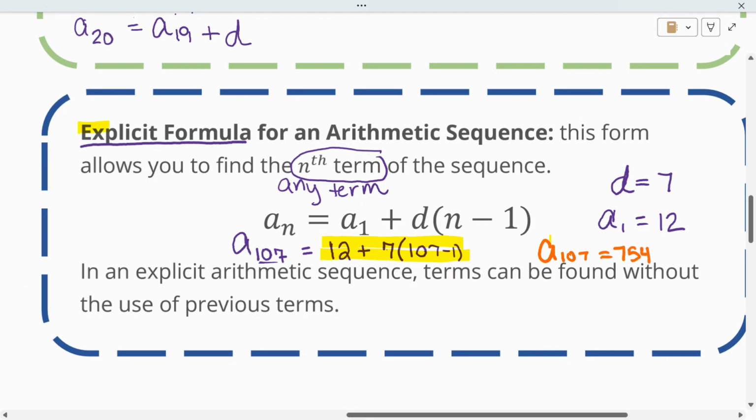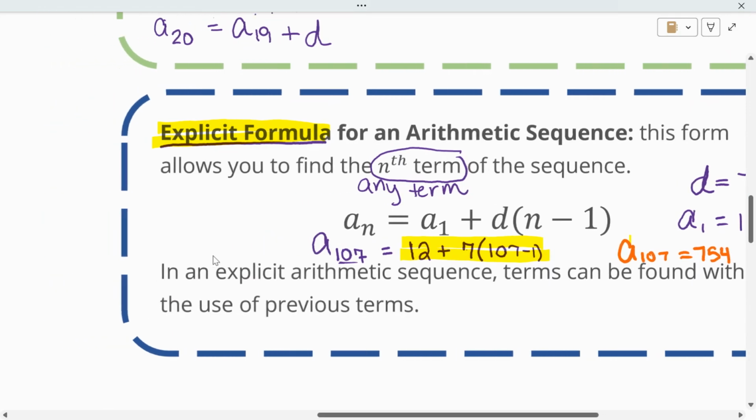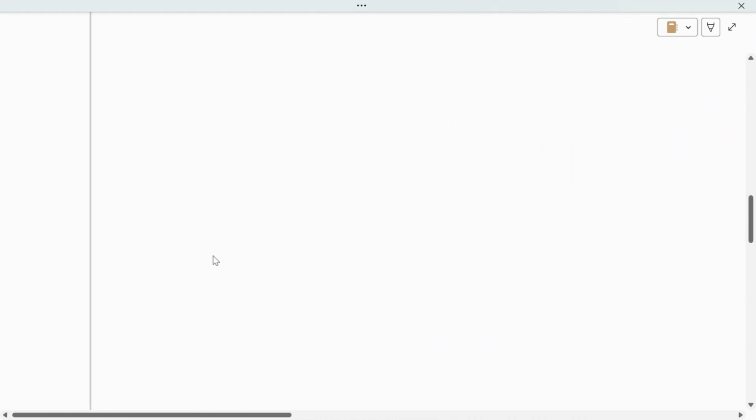We like the explicit formula because it allows us to find any term in the sequence without the use of the previous term. That's why it's good. You can just find any term in the sequence without having the previous term. Okay? All right. Flip it over. Open up your little booklet. Okay.